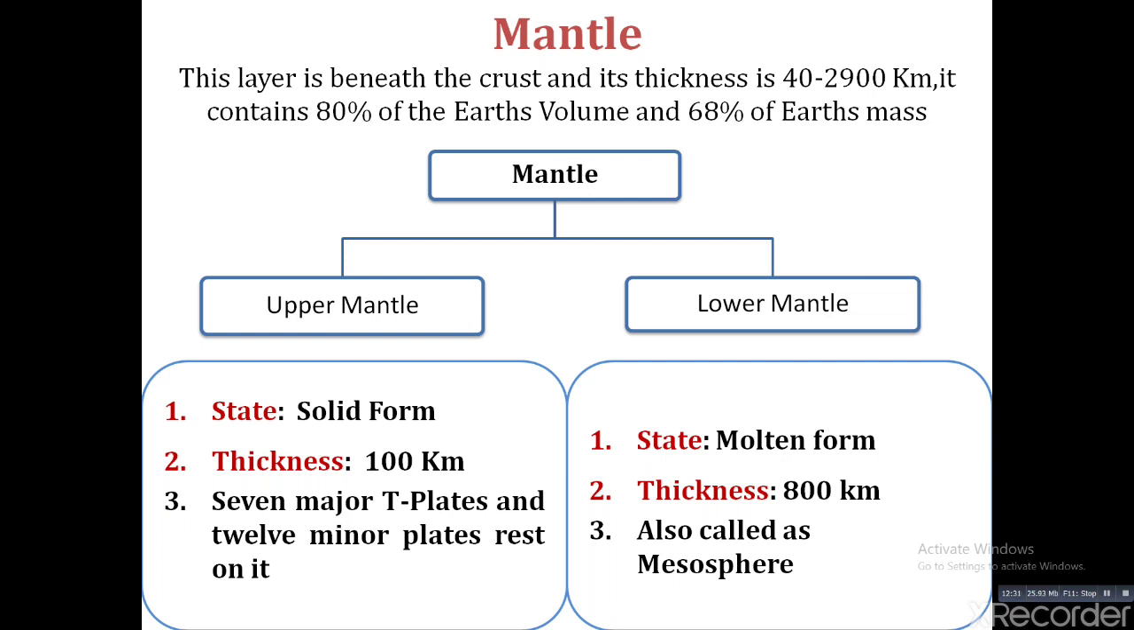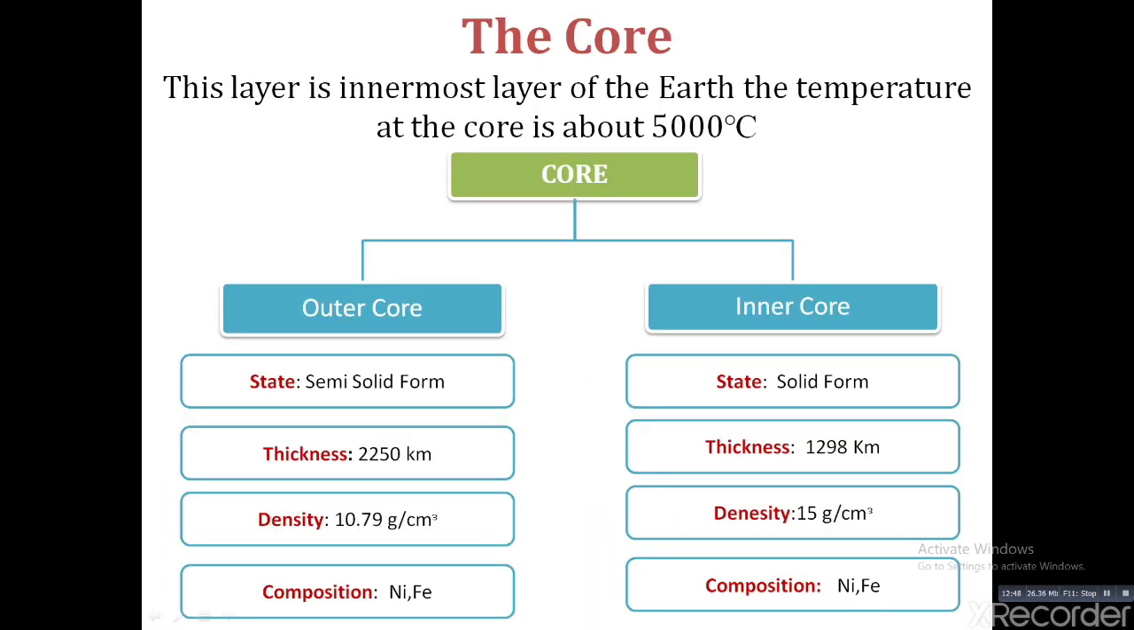Let us go to another layer of the Earth that is called the core. The core is the innermost layer of the Earth. The temperature at the core is about 5000 degrees Celsius. The core is further divided into two subgroups, the outer core and the inner core.